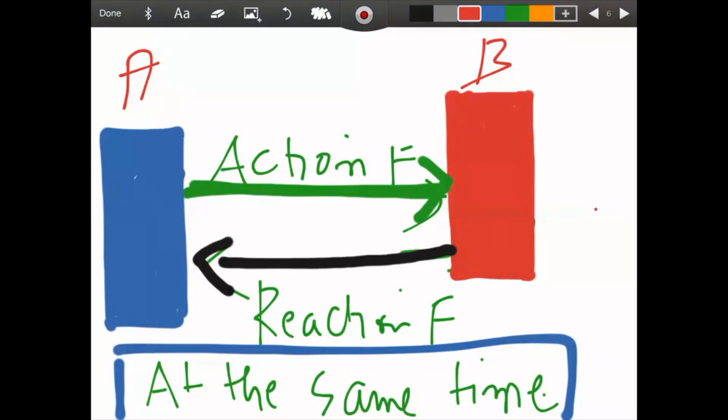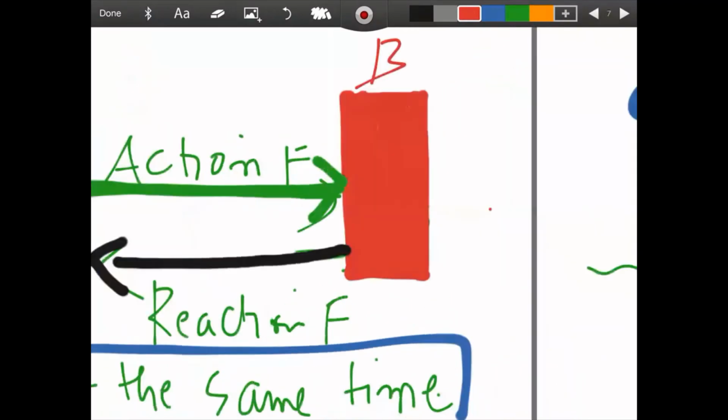Single forces cannot exist. You cannot have only an action force, or only a reaction force. If there is an action force, there will be a reaction force. And the most important question you should think about now: do both these forces act on the same object or on different objects? Both these forces act on different objects. They don't act on the same object.